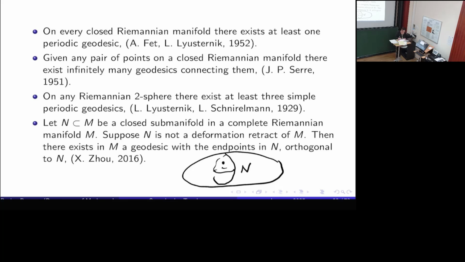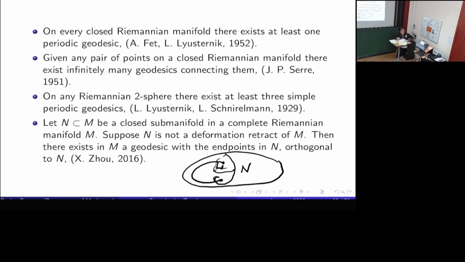Will there always be a geodesic that meets the submanifold orthogonally? This becomes a particularly interesting problem when we have a manifold with a boundary, because then we want a little bit more. We want not only that it meets the submanifold orthogonally, we also want that the parts of this geodesic do not lie on the boundary. That is usually a little bit more difficult to achieve.